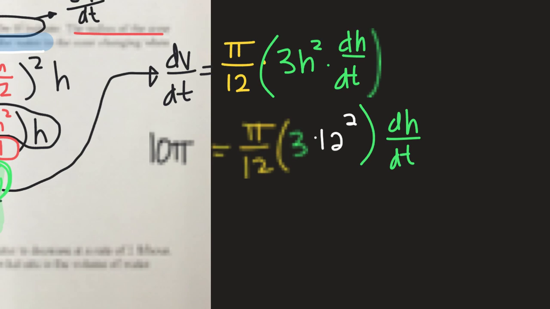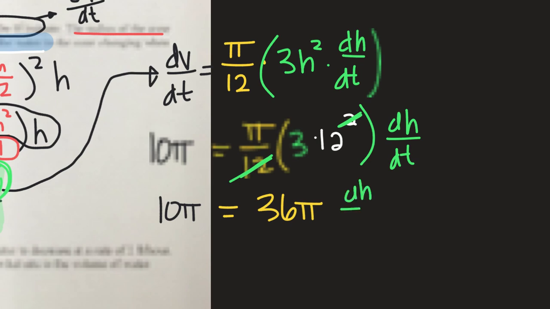I have a 12 in my denominator, and I have 12 times 12 in my numerator. So I'm going to divide this 12 with one of those 12s. 144, which is 12 squared, divided by 12 is just 12. So 10 pi equals 3 times 12, which is 36 pi dh dt.